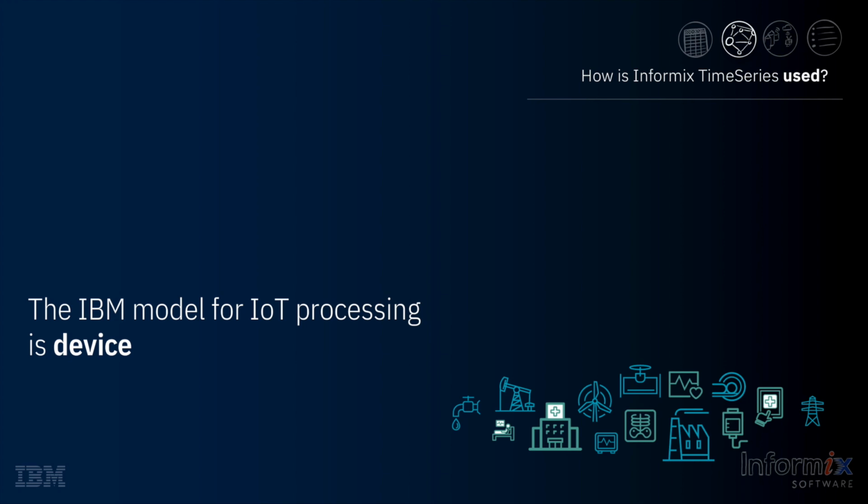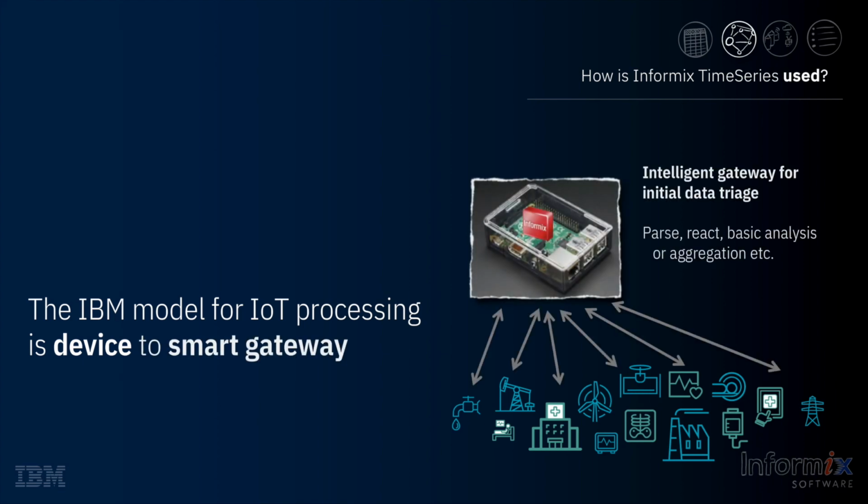Instead, IBM's model starts with the actual devices themselves generating the data. These devices are typically, quote, at the edge of the network, end quote, and are often low-powered or lack consistent connections to other upline devices or services. IBM recommends devices connect to and use a smart gateway deployed very close to these devices. This gateway could be something as simple as a Raspberry Pi.